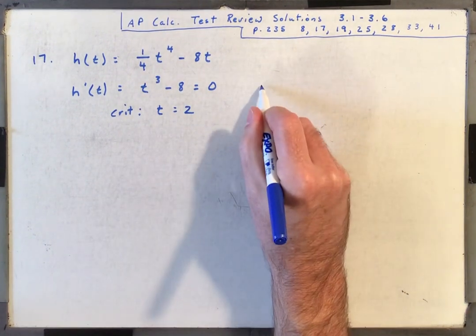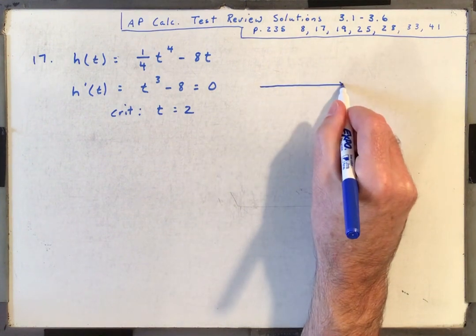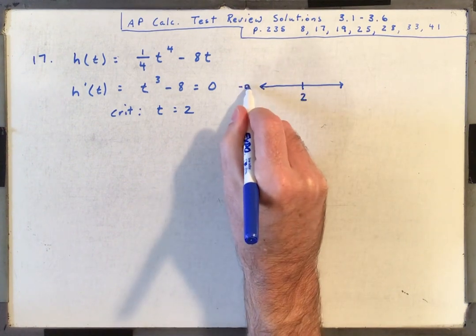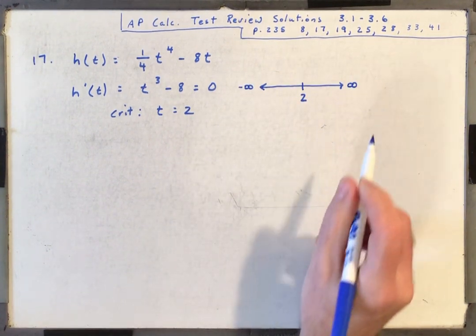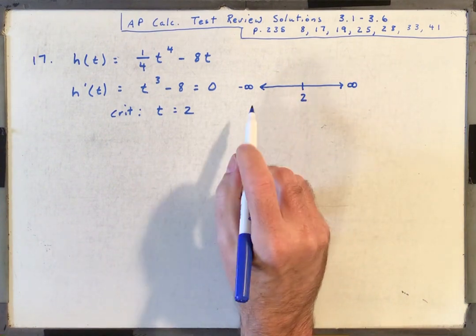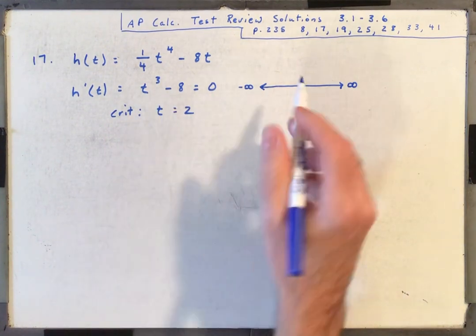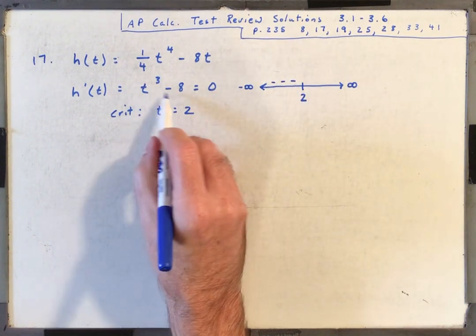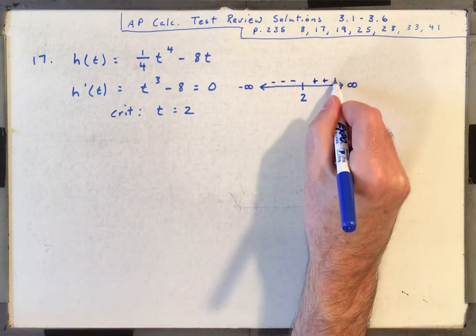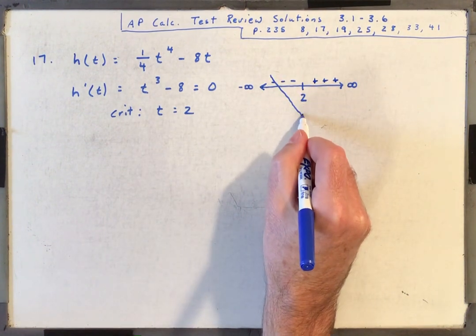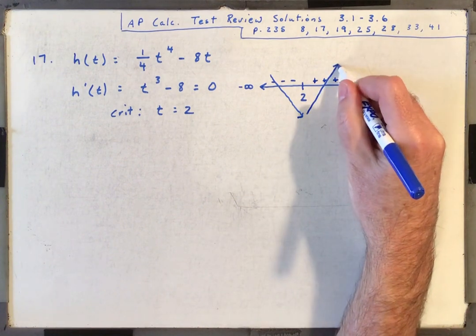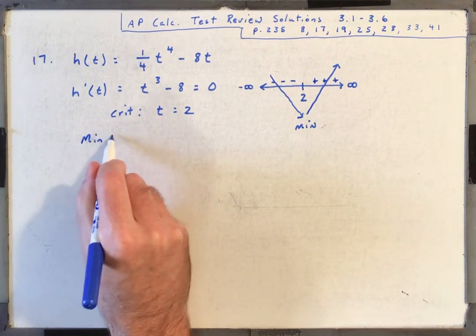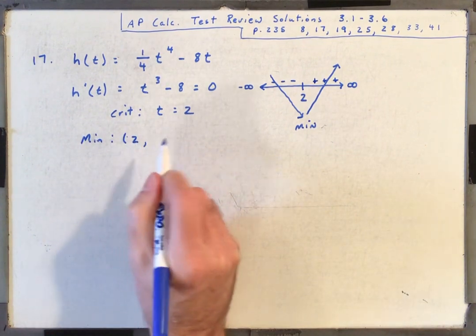Okay, so using that to find extrema, I have a 2 here, negative infinity, positive infinity. Let's plug in 0 to the left of 2. So that's going to be negative 8, right? And how about 3? That'd be 27 minus 8. That's positive. So we don't have a maximum, but we do have a minimum. So our minimum occurs at the point 2, and let's plug 2 in.